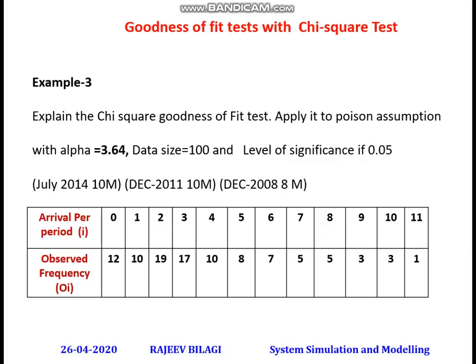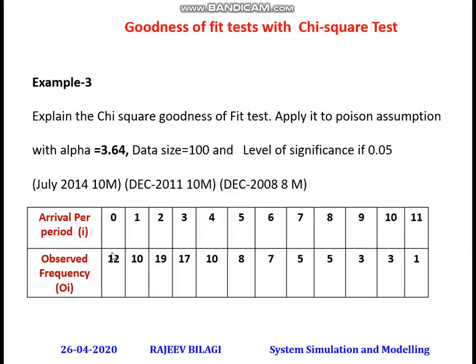Now we'll go ahead with one problem, goodness of fit test using the chi-square test. One thing to remember is that the data type should be given. Explain the chi-square goodness of fit test and apply it to the Poisson's assumption with alpha equal to 3.64, data size equal to 100, and level of significance 0.05. The number of arrivals and observed frequency are given.